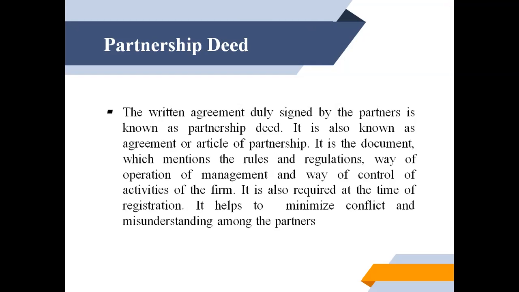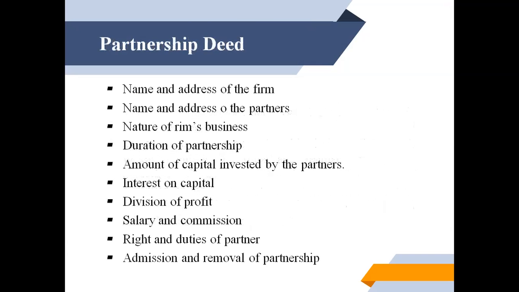the provisions or the clauses of a partnership deed. The written agreement duly signed by the partners is known as a partnership deed. It is also known as an agreement or article of partnership. It is the document which mentions the rules and regulations, way of operation of management, and way of control of activities of the firm. It is also required at the time of registration. It helps to minimize conflict and misunderstanding among the parties.